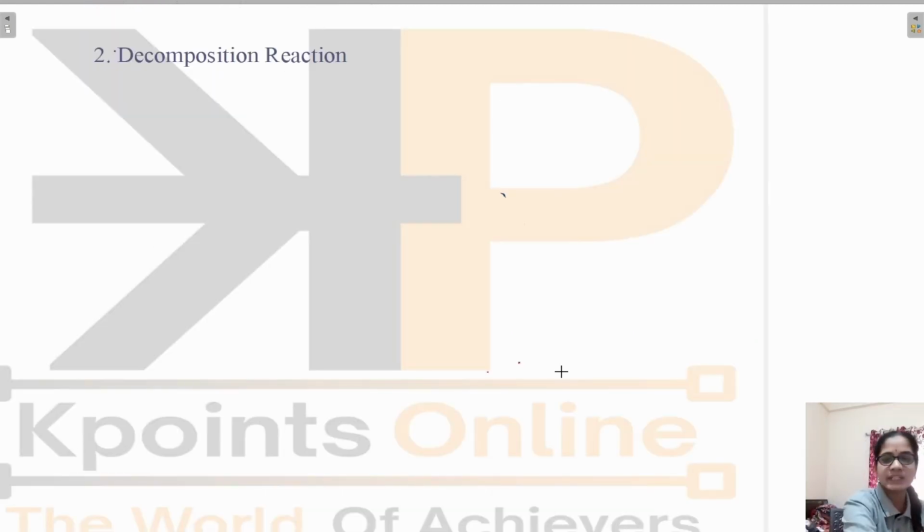So now we are going to study the decomposition reaction. What are decomposition reactions? The reactions in which a single substance breaks down to form two or more simple substances.